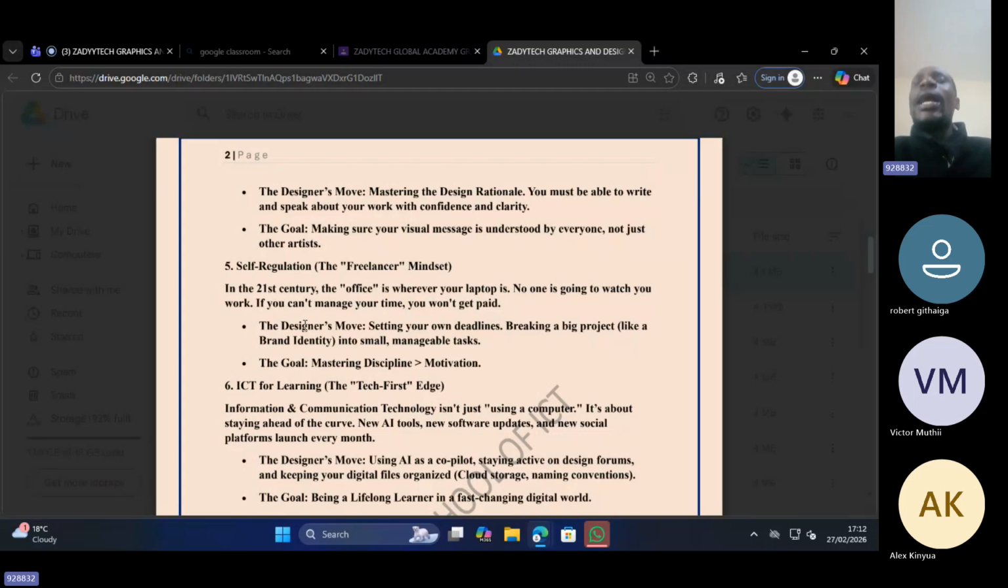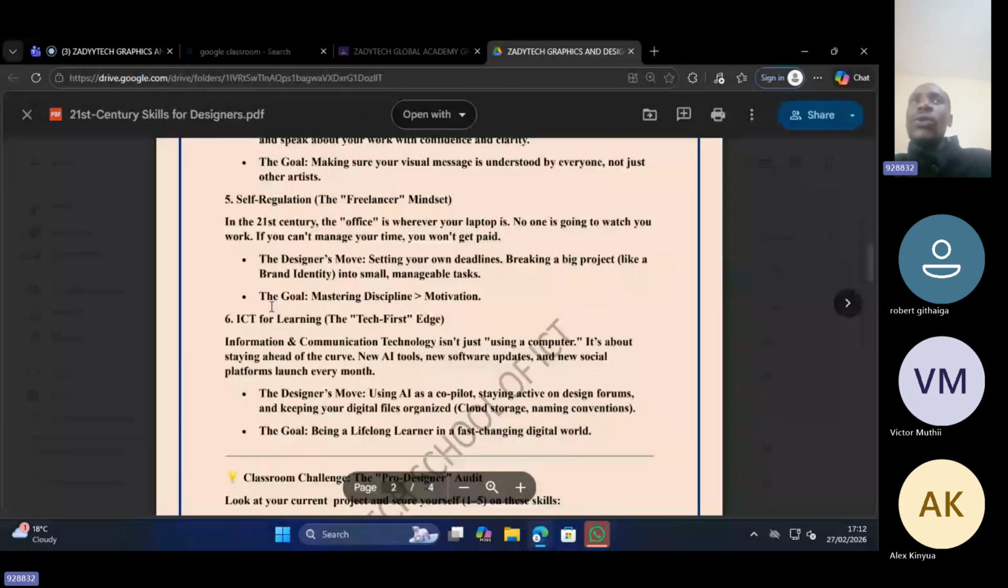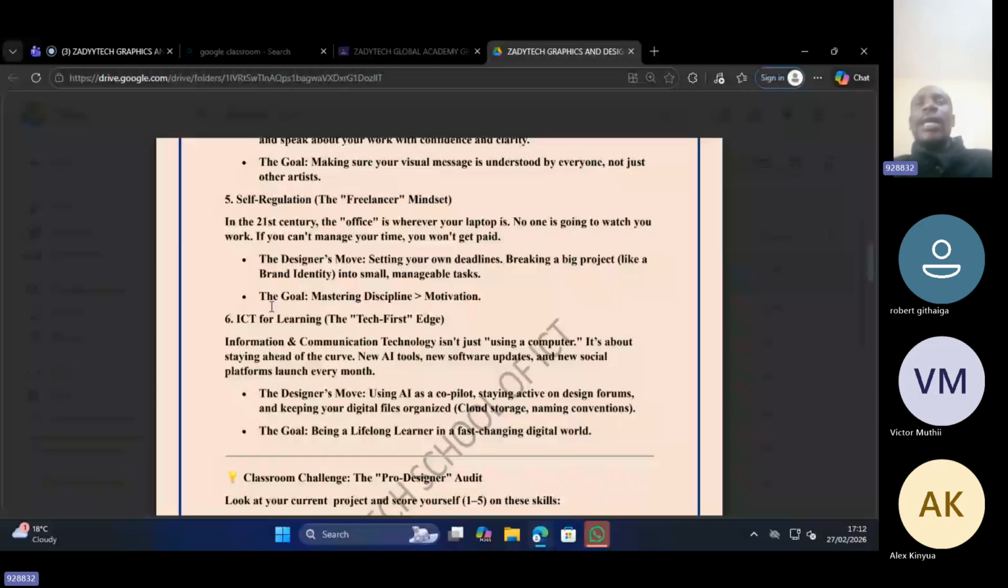So make the potential client or the employer understand why you use those different designs in your design, and how they are helping in solving the problem. Another competence that you should develop in this 21st century is self-regulation. Self-regulation simply means self-accountability. How accountable are you when it comes to graphic design?